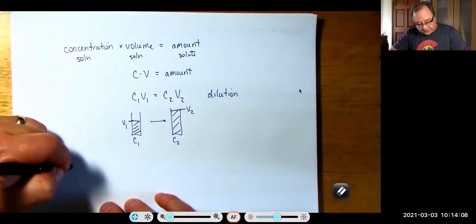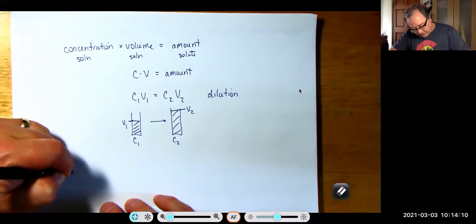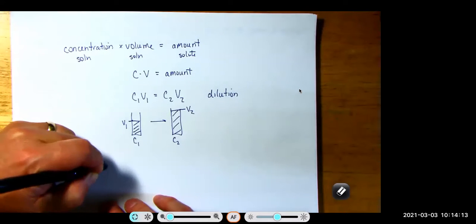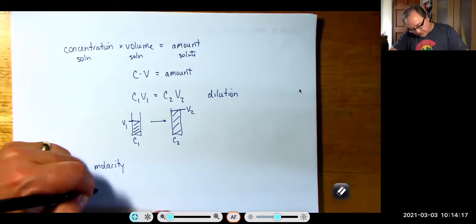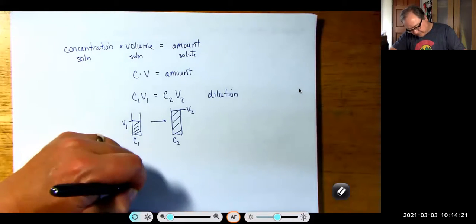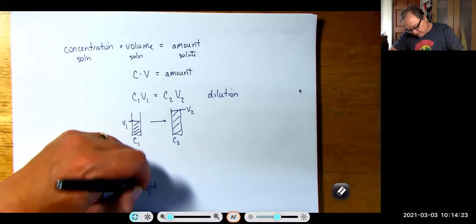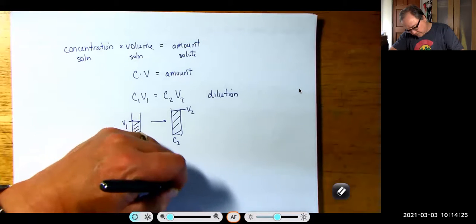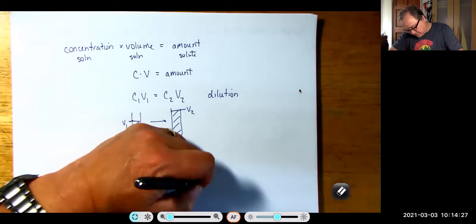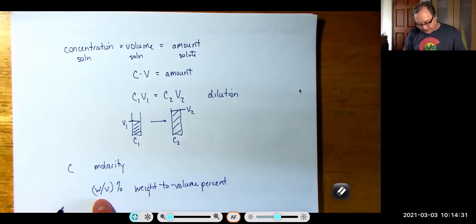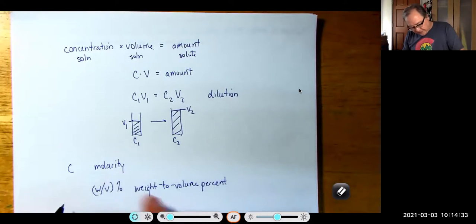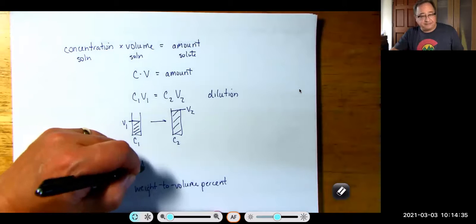And the two big concentrations we use are molarity and probably weight to volume percent. So this is the abbreviation for weight to volume percent, and the abbreviation for molarity is uppercase M.